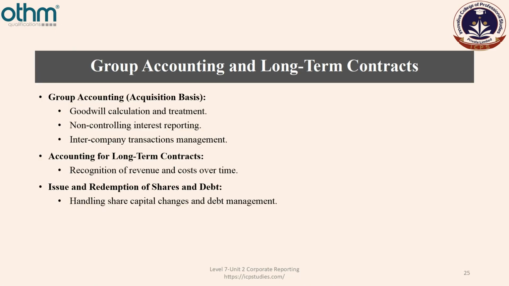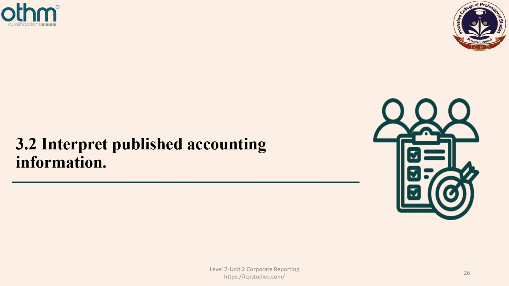Now we have group accounting and long-term contracts. First, we have group accounting, which means goodwill calculations and treatment. Then there is non-controlling interest reporting. Then there is intercompany transaction management. Then we have accounting for long-term contracts, which means the recognition of revenue and cost over time. Then there is the issue and redemption of shares and debt, which is handling the share capital and changes and debt management. Now we have the second learning outcome, in which we interpret the published accounting information.